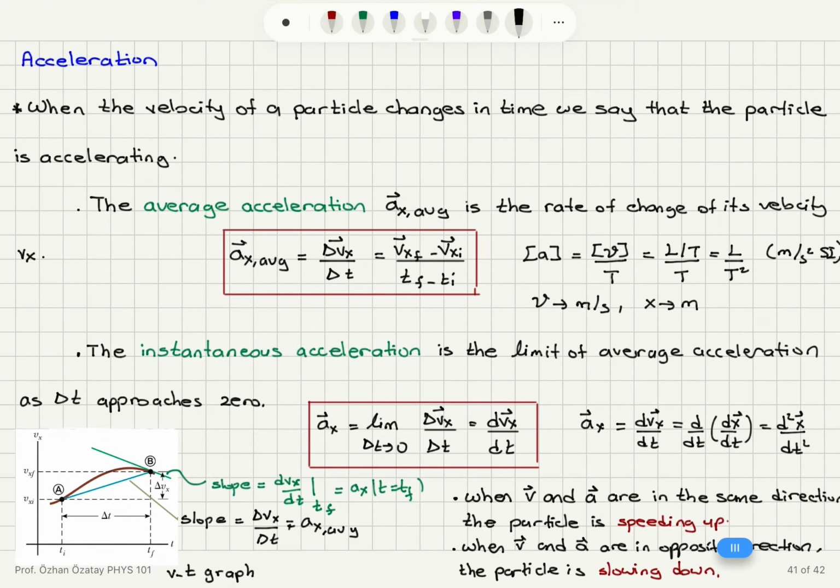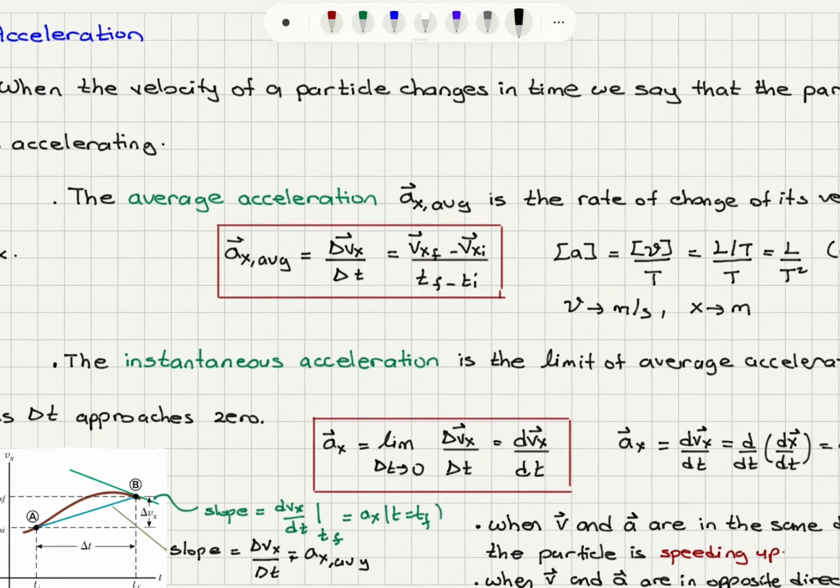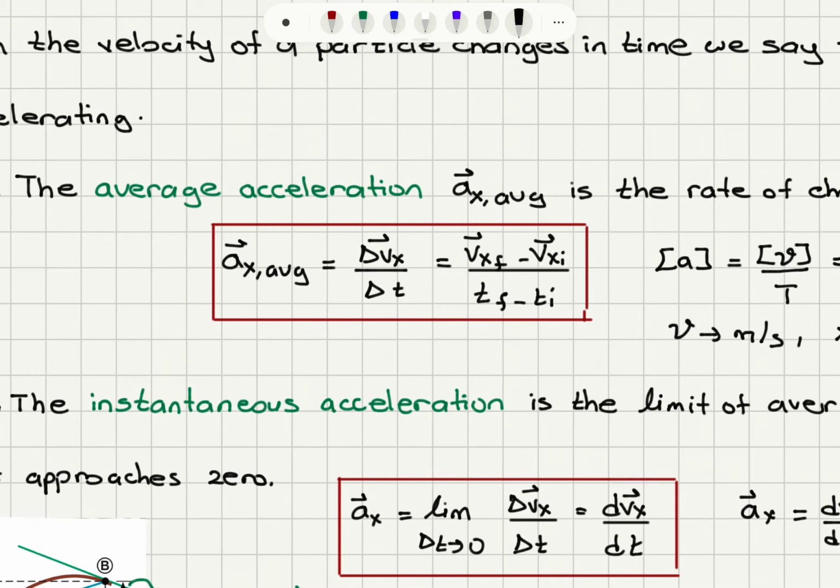Now, if we also change the velocity of a particle in time, if it's not a constant velocity, but the velocity is changing in time, we say that the particle is accelerating. If it's increasing in time, we say it's accelerating. If it's decreasing, we say it's decelerating. So the average acceleration is the rate of change of its velocity. So basically, it is delta Vx vector divided by delta t. So it's Vx final minus Vx initial divided by t final minus t initial as a vector.